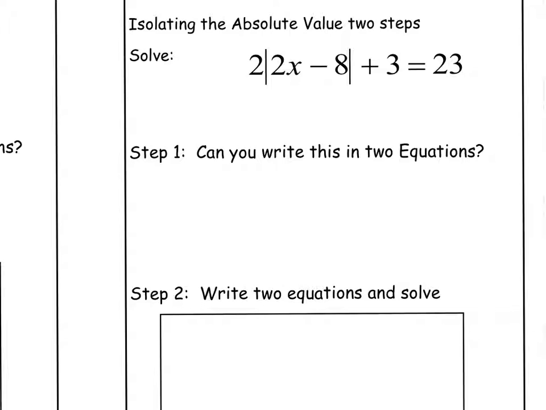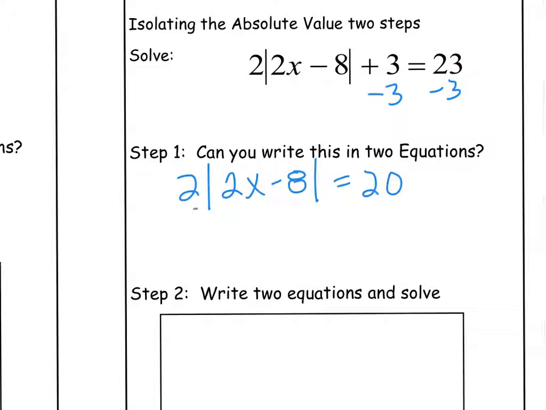Okay, so here's the hardest one on this whole foldable, but it's really not difficult. We just have to take things one step at a time. So remember, we need just an absolute value expression on one side of the equal sign, so we've got to get rid of all that extra stuff. The first thing we want to get rid of is that positive 3, and we're going to subtract 3 from both sides. Okay, so we end up with 2 times the absolute value of 2x minus 8 equals 20.